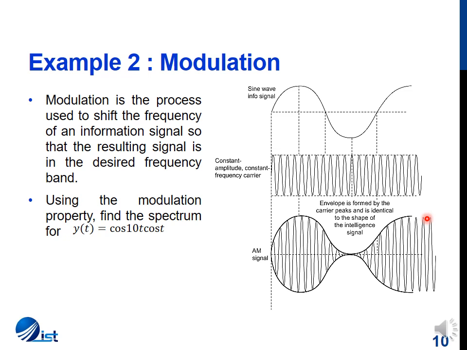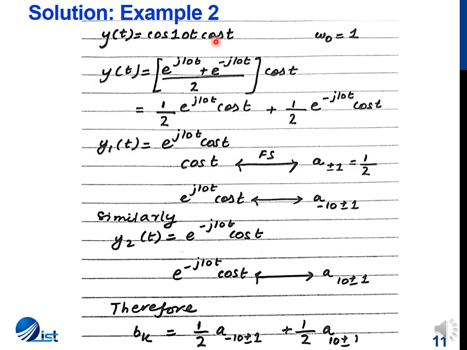And the frequency domain content you are going to determine for a signal y of t is equal to cos 10t into cos t, where cos 10t, say, is the high frequency carrier signal and cos of t is the low frequency signal which is being transmitted. So cos of t is the signal x of t which is being shifted in frequency by multiplying it by cos of 10t. So we open cos of 10t through Euler's formula in this form.